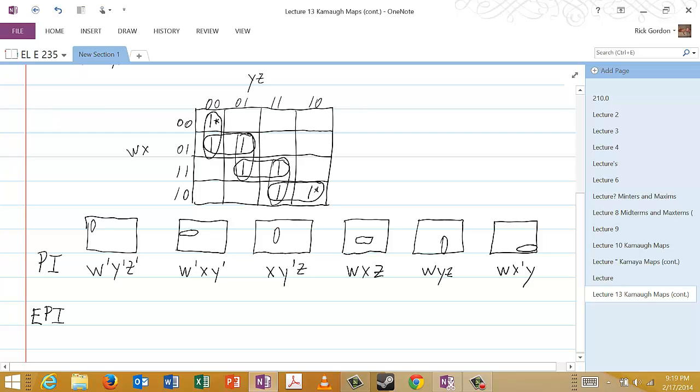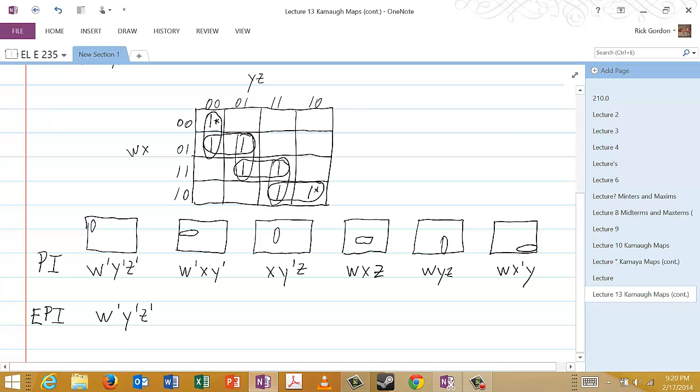So now we ask ourselves, now that we've identified the essential 1 cells, what are the essential prime implicants? Well, the essential prime implicant that contains this essential 1 cell is W prime, Y prime, Z prime. So that's one of our essential prime implicants.